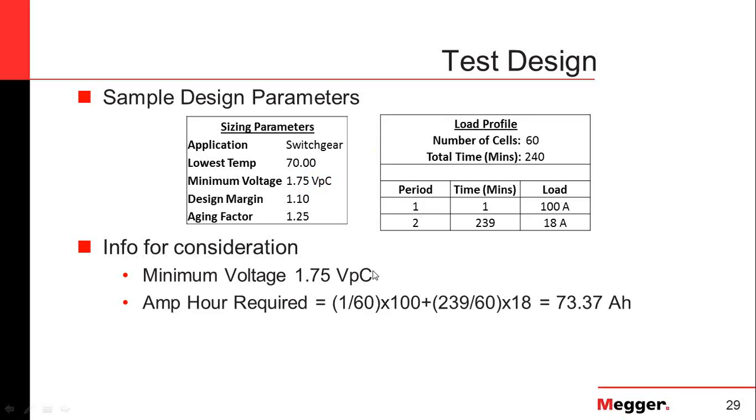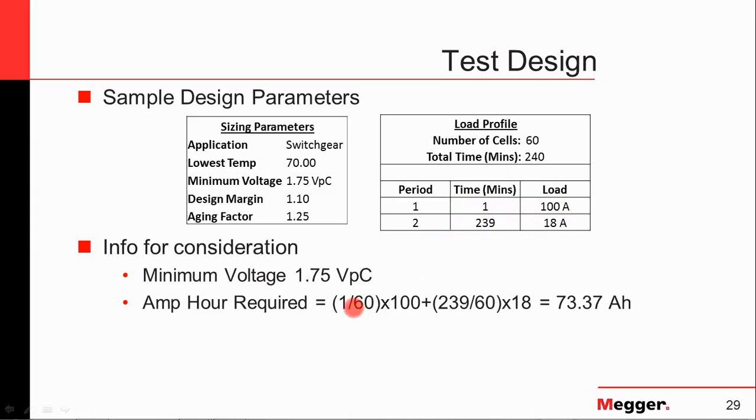I also have my amp hours required based on this information in my load profile. I have period 1 of 1 minute at 100 amps, and then 239 minutes at 18 amps. And admittedly, this is a very simplified load profile. Yours might be more complex than this, but I just wanted to give an example.